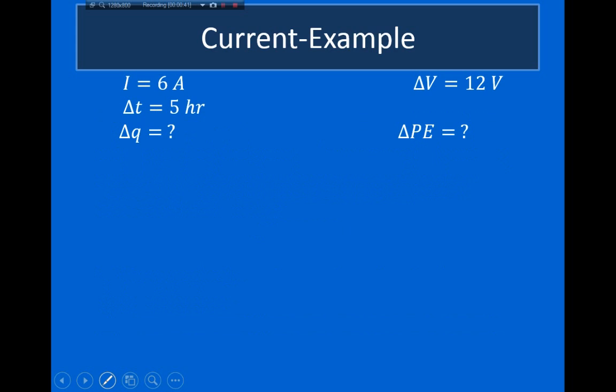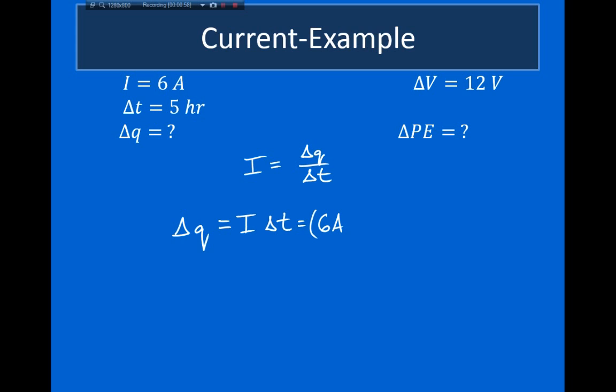So Part A is relatively straightforward. Current is equal to the rate the charge moves from one end of the battery to the other. So if we rearrange this, we can see that the charge that moves through the wire is going to be equal to the current times delta t. So this is going to be 6 amps, and we have to be a little bit careful here because delta t needs to be in units of seconds. So this is 5 hours times 3600 seconds per hour. And if we plug this into a calculator, we'll see that the total charge that's transferred from one end of the battery to the other is 1.08 times 10 to the 5 coulombs.